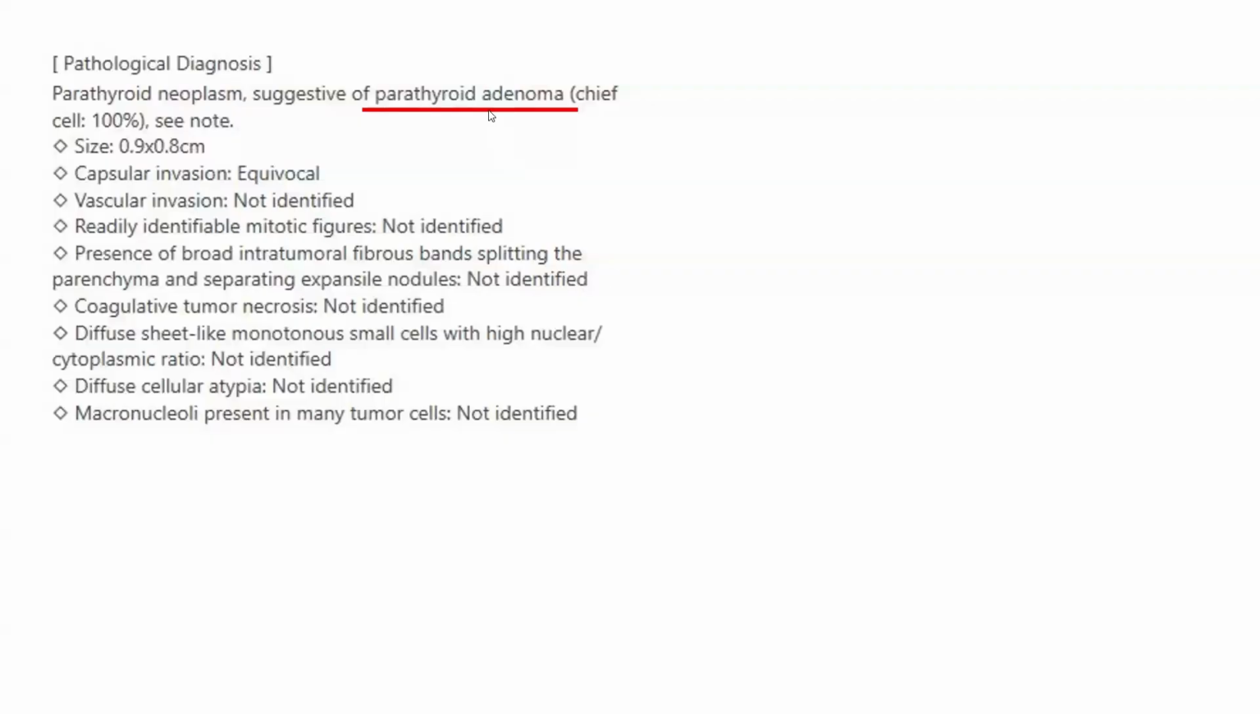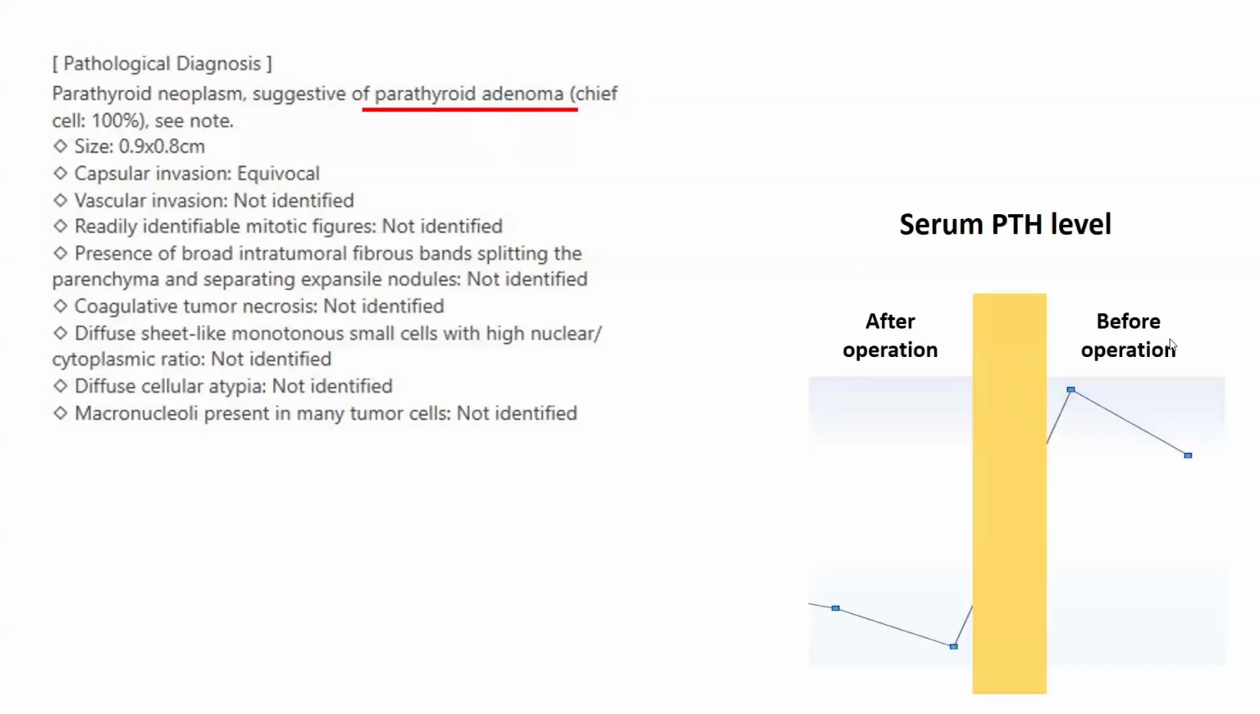The parathyroid adenoma was diagnosed pathologically. Serum parathyroid hormone was high before the operation. It was normalized after the operation. This is the other patient.